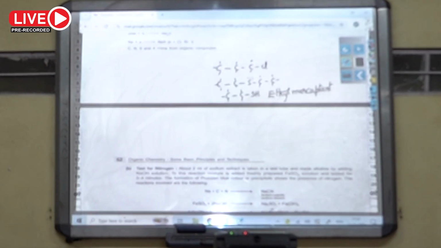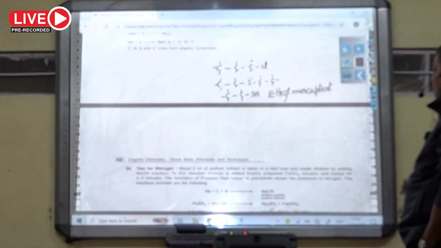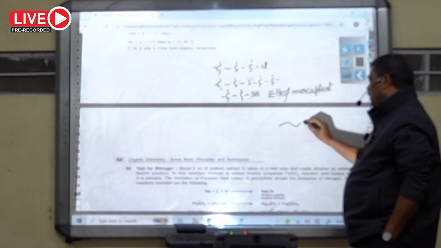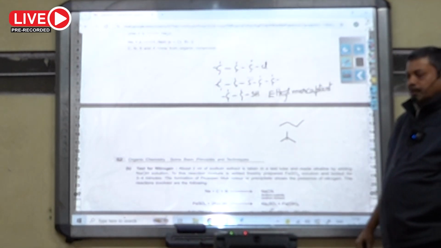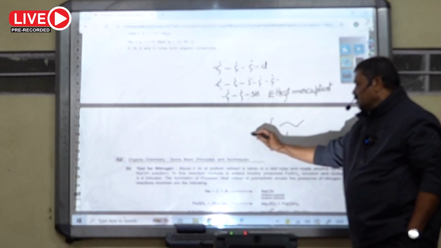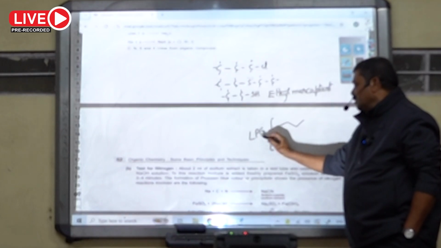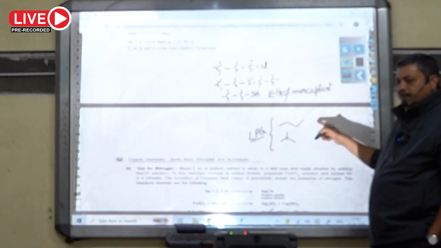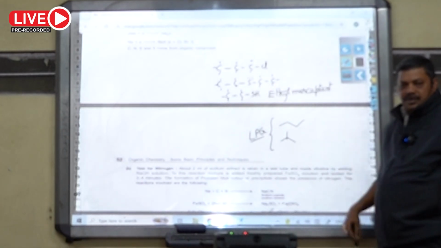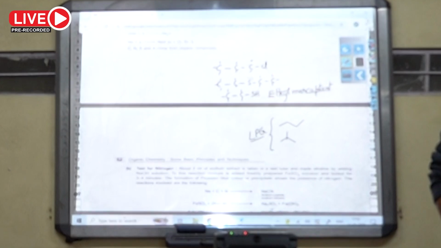The gas cylinder we are using for our domestic purpose, LPG, contains two major components, butane and isobutane. These are the two compounds present in LPG, liquefied petroleum gas. What is the first compound? Butane. What is the second compound? Isobutane or 2-methyl propane.